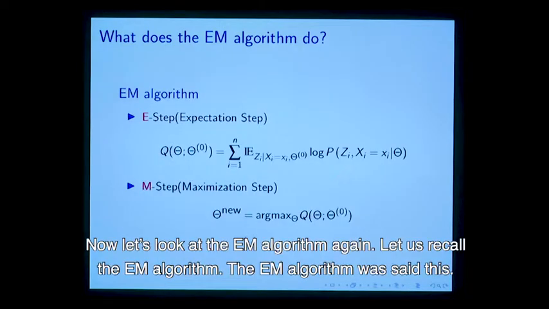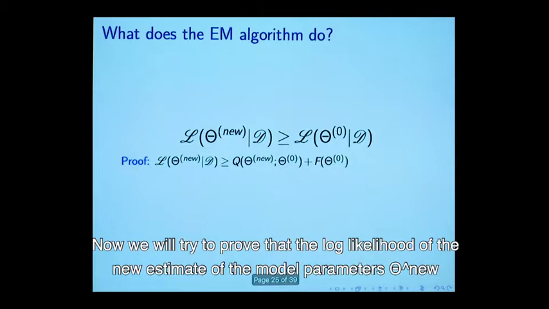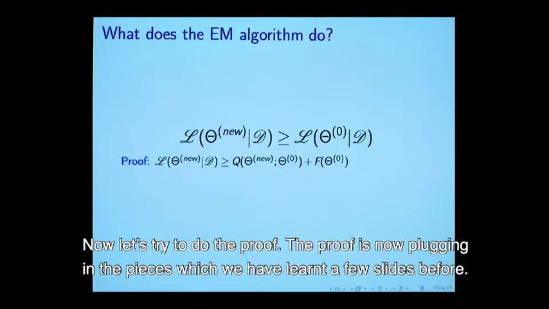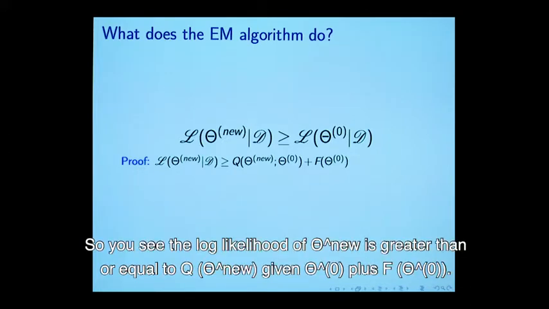Now let us look at the EM algorithm again. Let us recall the EM algorithm. We will try to prove that the log likelihood of the new estimate of the model parameters, theta new, is larger than the log likelihood of the old estimate, theta naught. Now, let us try to do the proof. The proof is plugging in the pieces which we have learned in a few slides before. You see the log likelihood of theta new is greater than or equal to Q of theta new given theta 0 plus f of theta 0.